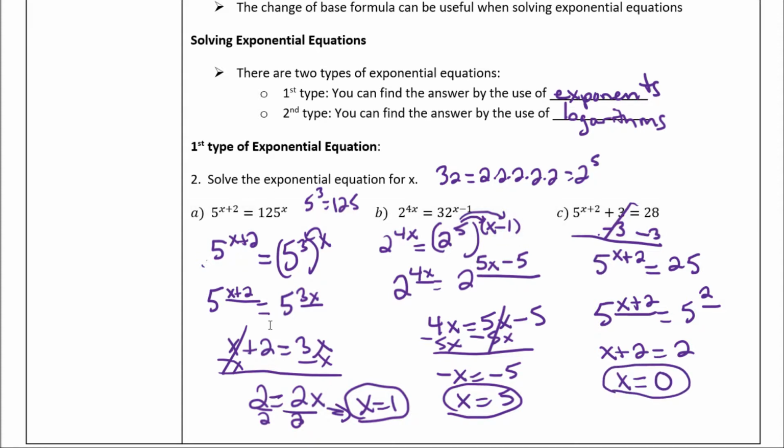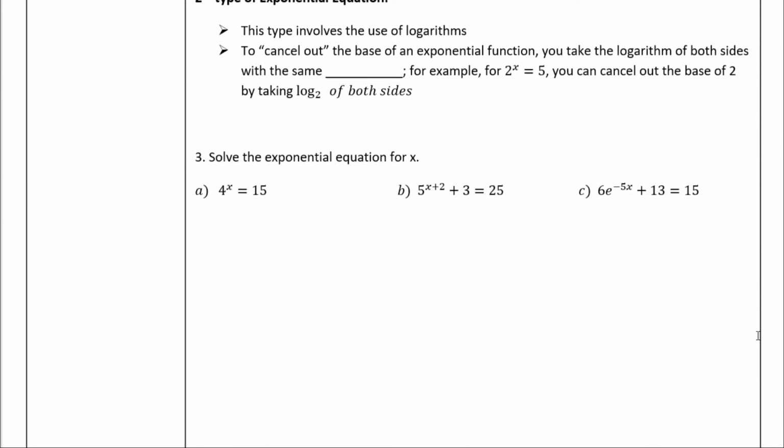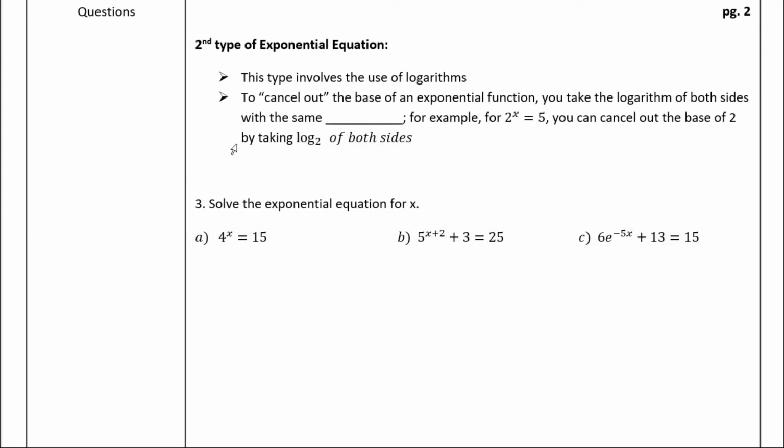So these are type 1 equations. These are ones that you can do if you know your exponents, and then you can set the exponents equal to each other and solve. So the second type is type 2, and with this kind, you can't necessarily use your exponents. So this is where the logarithms really shine.